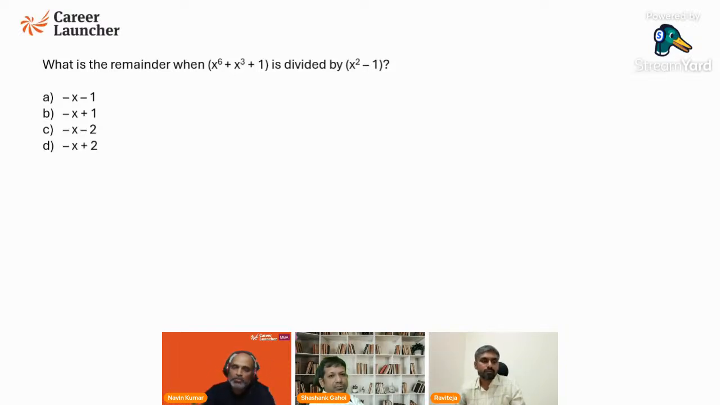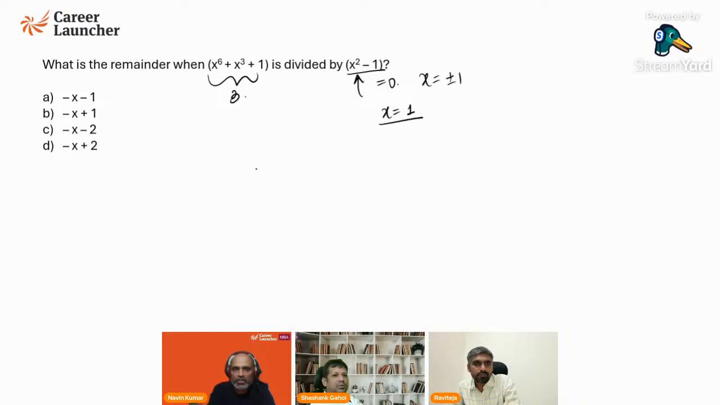So in such types of questions, what you need to do is make this 0. This is going to be 0 when x is plus or minus 1. If I take x equal to 1, I will be getting the value over here as 3.